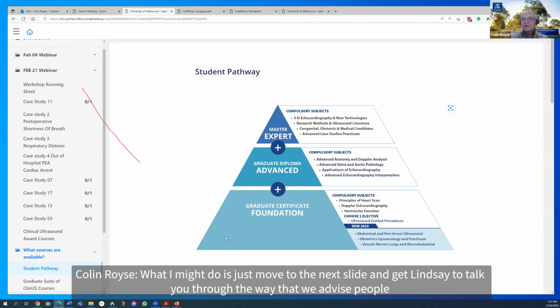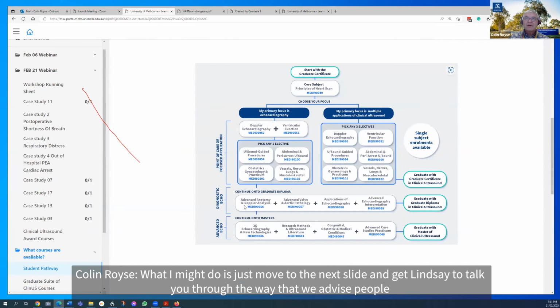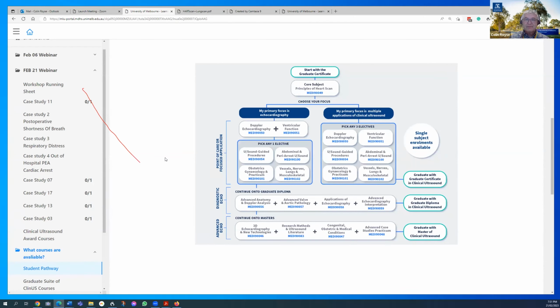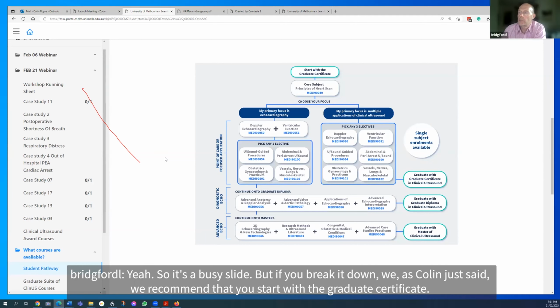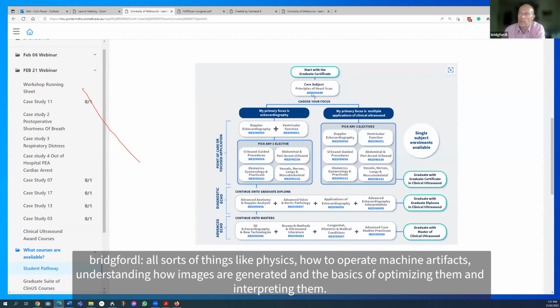What I might do is just move to the next slide and get Lindsay to talk you through the way that we advise people on their subject selection when they choose to do a course with us. Yeah, thanks, Colin. So it's a busy slide, but if you break it down, as Colin just said, we recommend that you start with the graduate certificate. There's a principal core subject which everybody has to do, which has all sorts of things like physics, how to operate the machine, artifacts, understanding how images are generated and the basics of optimizing and interpreting them.